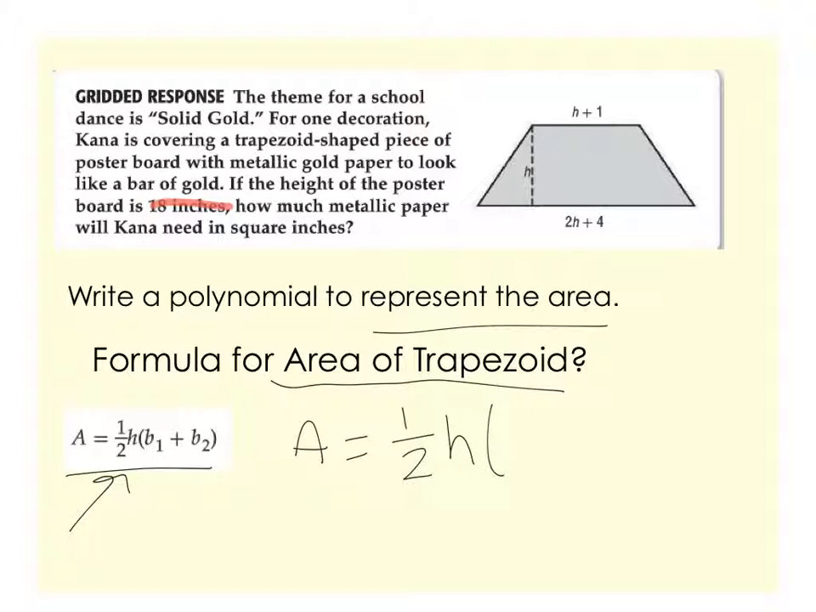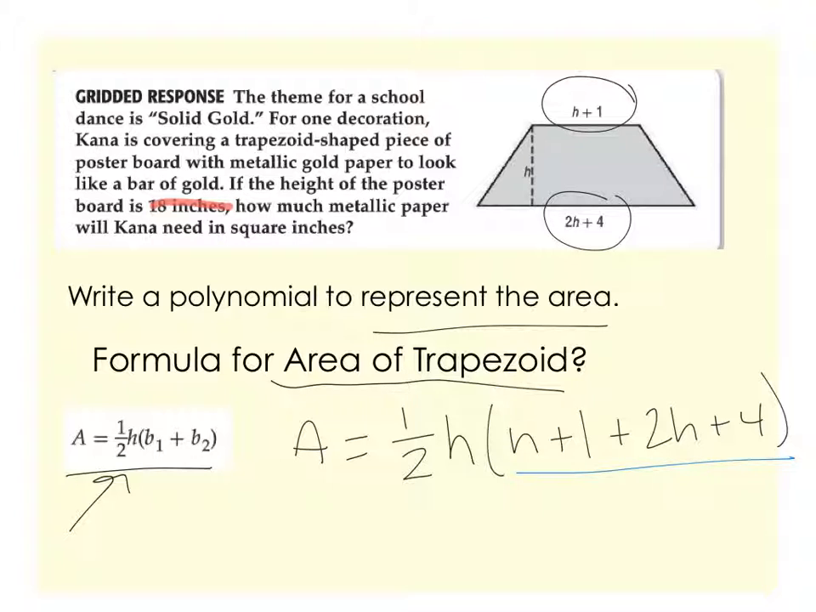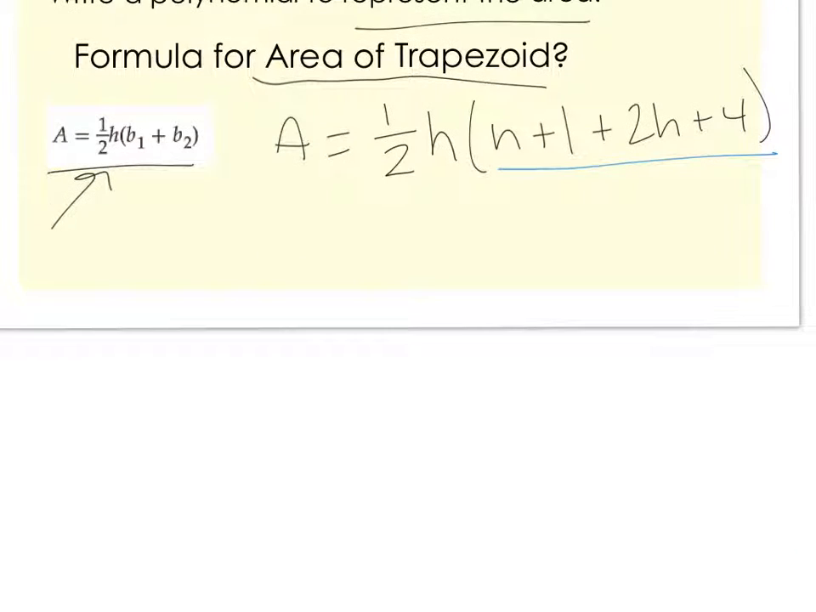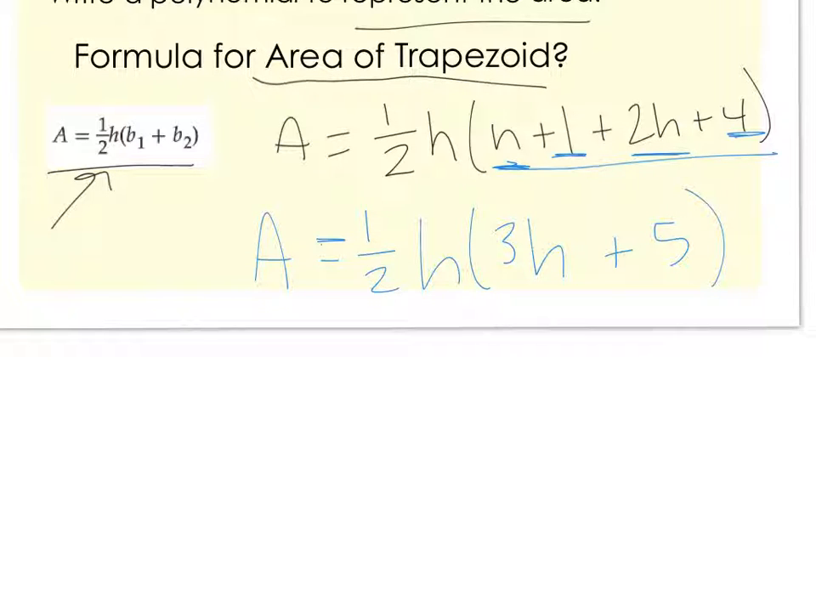1/2 h times our first base, and our first base is h plus 1. And we're going to add to that our second base of 2h plus 4. Now I'm going to simplify inside my parentheses because I have some like terms to make this problem easier, so I'm going to do that. So here I go. I'm going to take h here and add 2h with that and get 3h. Going to add the 1 right here plus 4 and get 5. And now I still have area equal to 1/2 height times my bases. And I've already combined those like terms.